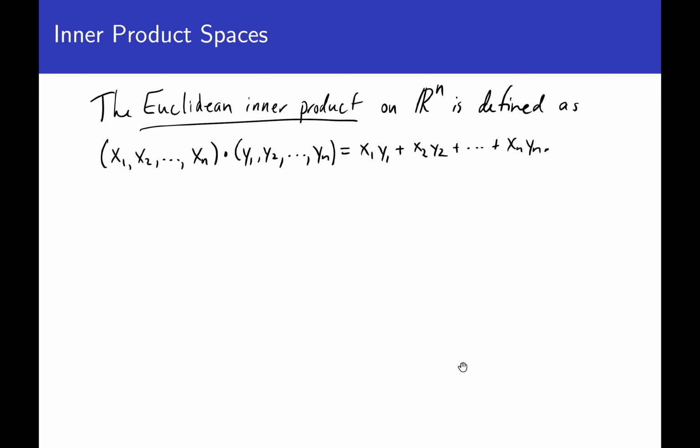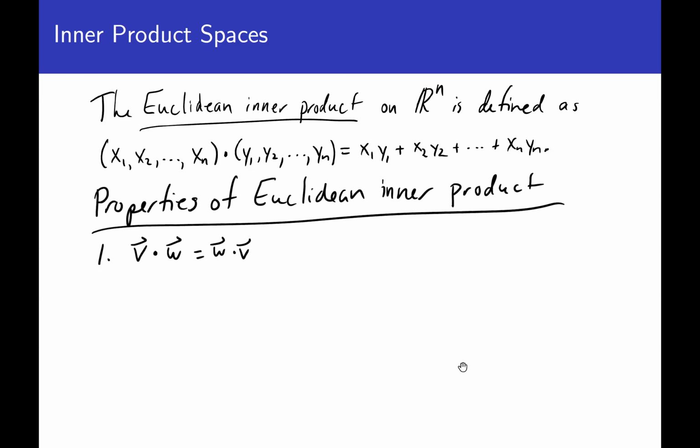So as far as the dot product on Rn goes, we actually refer to the dot product as an inner product. So the Euclidean inner product on Rn, if we have two vectors in Rn, x1 out to xn, y1 out to yn, we define their inner product or their dot product as just the sum of the products of the components. So that's our definition.